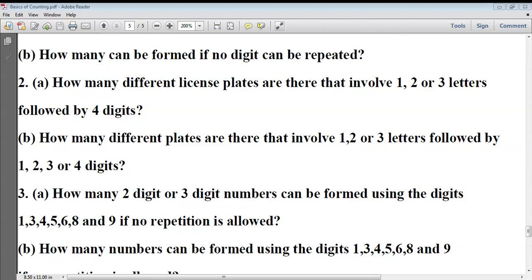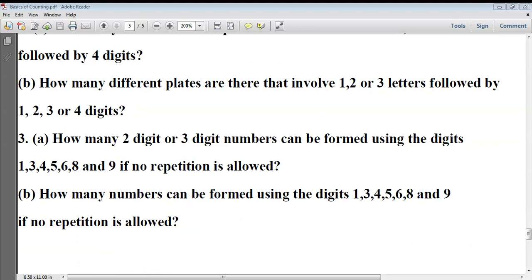And then the next question: how many two-digit or three-digit numbers can be formed using the digits 1 3 4 5 6 and 9 if no repetition is allowed? And in the second part, how many numbers can be formed using the digits 1 3 4 5 6 8 9 if no repetition is allowed?